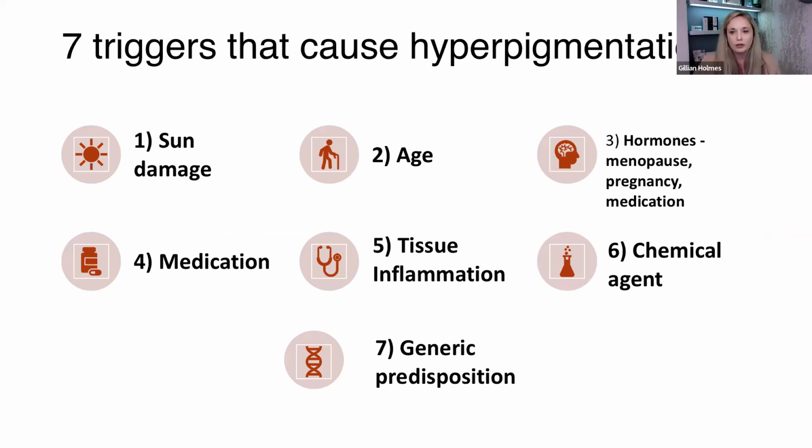Sun damage is always number one. Sun damage will make any type of pigmentation worse. So even if it's an inflammatory pigmentation that somebody is suffering with, exposure to UV will make that pigmentation worse. Age, as I touched upon when we looked at the epidermal layers.